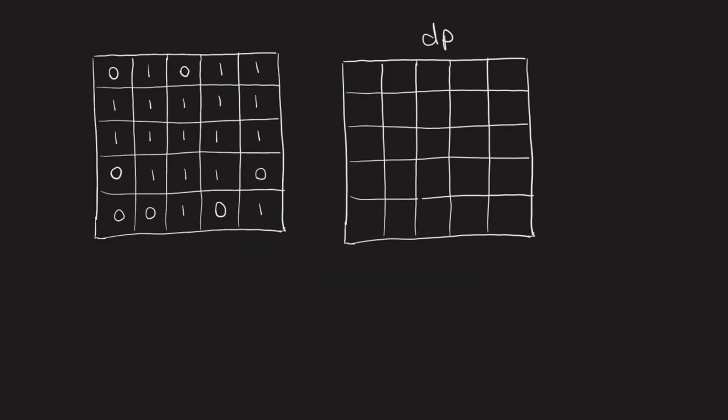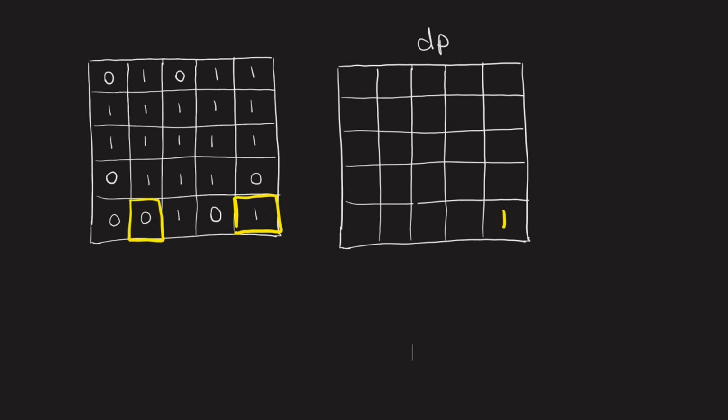Okay, we are going to use dynamic programming for this problem. Let's consider this cell here. What is the square size for that? So that is 1. So in DP we put that 1. How about, for example, this one? What is the square size for this one? So that is 0. So because it's a 0, we can't have a square over there. So we are gonna put 0. How about this one? That is 1. We can have a 1 square here.